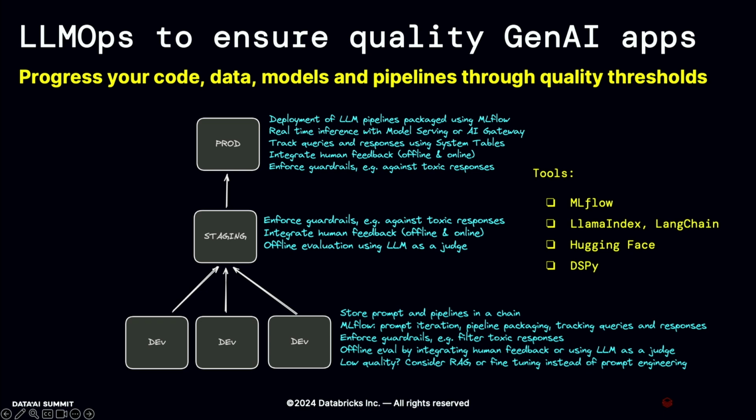And the tools here, apart from MLflow that we already saw: Llama Index and LangChain when it comes to chain orchestrators, Hugging Face can be used as a model repository. And if you're feeling very adventurous, you can even do automated prompt development using DSPy.